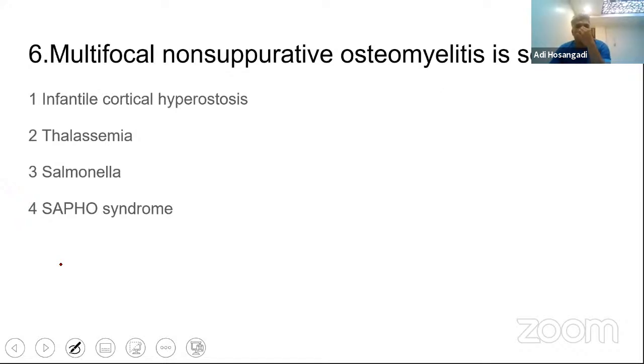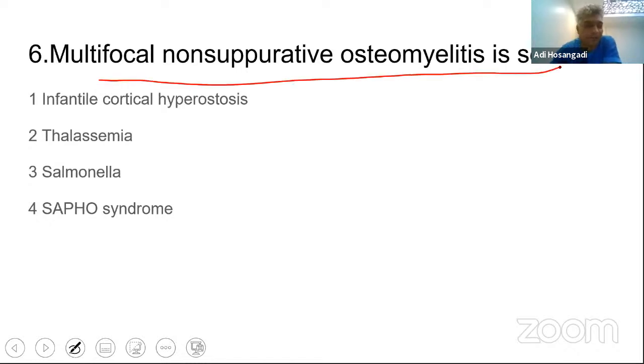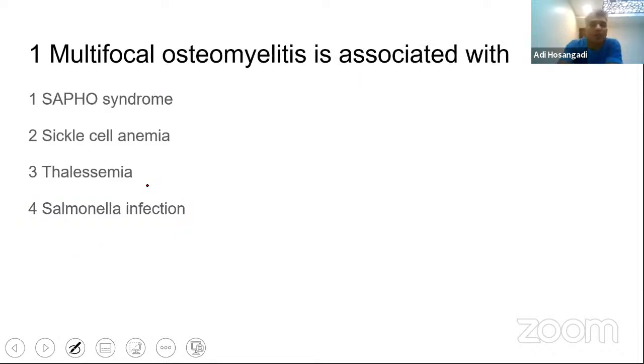Okay, this is one more important thing. I will explain you the theory after the questions. Multifocal non-suppurative osteomyelitis is seen in. Unless you have read some orthopedic MCQs, I am sure you will not be able to answer. Okay, multifocal non-suppurative osteomyelitis is seen in SAPHO syndrome. Okay, I'll explain you in subsequent slides about the SAPHO syndrome. Multifocal osteomyelitis is associated with, again, SAPHO syndrome.